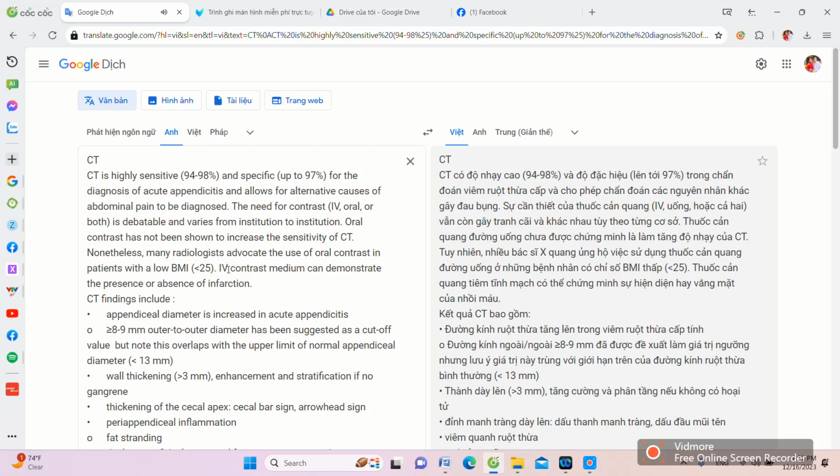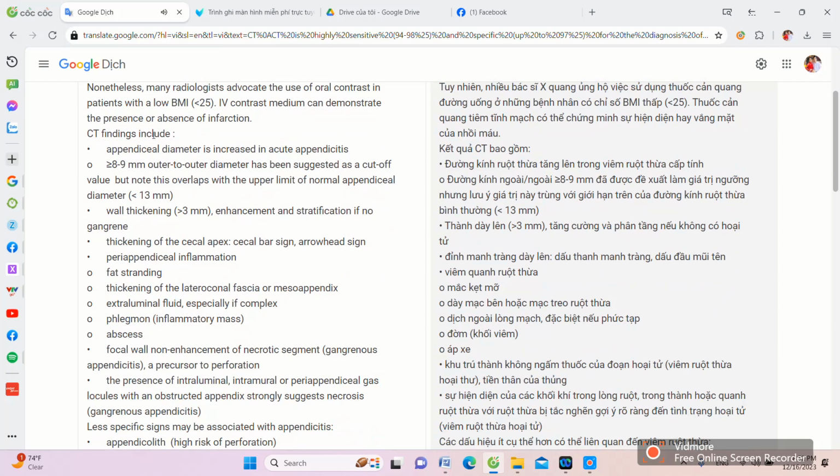IV contrast medium can demonstrate the presence or absence of infarction. CT findings include: appendiceal diameter is increased in acute appendicitis, greater than or equal to 8 to 9 mm. Outer to outer diameter has been suggested as a cutoff value, but note this overlaps with the upper limit of normal appendiceal diameter, less than 13 mm. Wall thickening, greater than 3 mm.